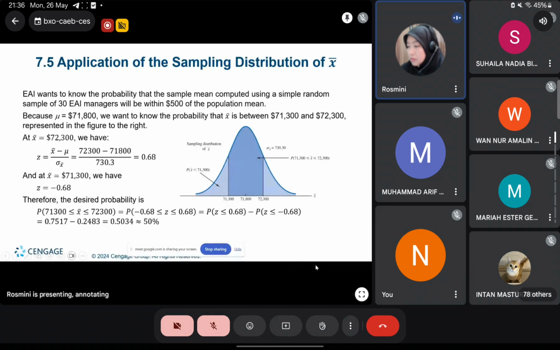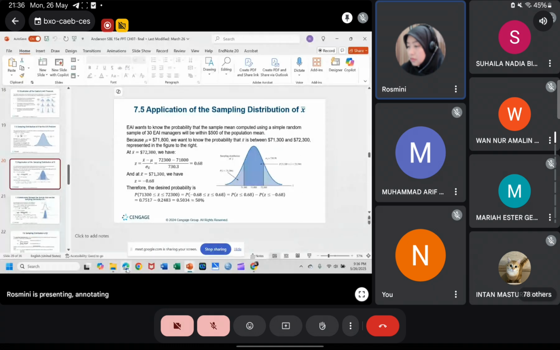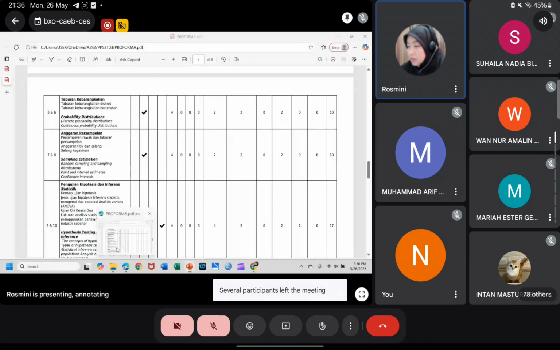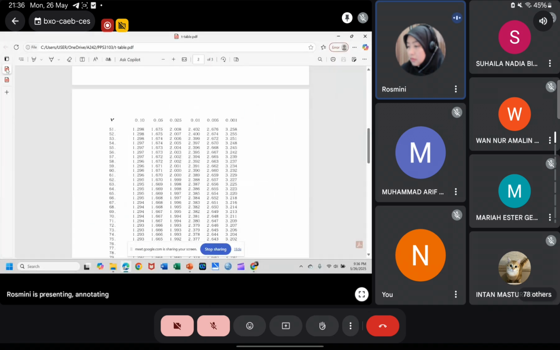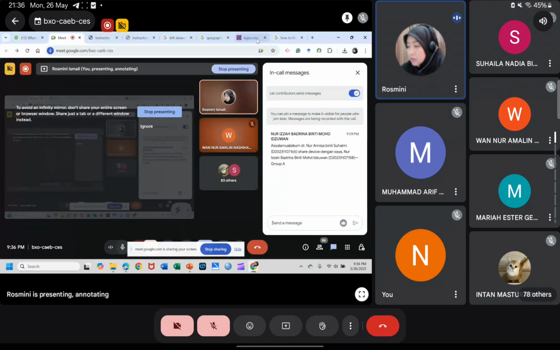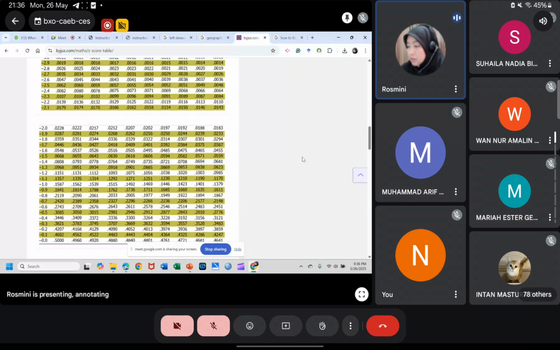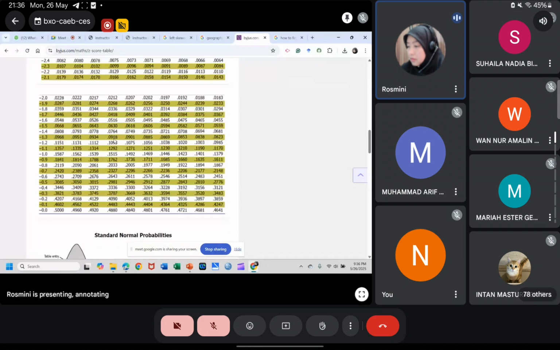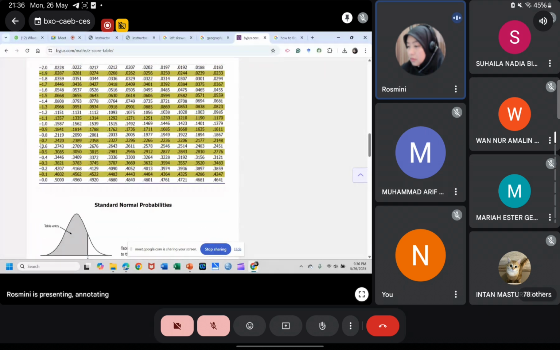So let's go to our... what's this? Oh, this is the T table. Okay, we don't want T. We want the Z score table. I think I have, this one here. So 0.68, negative and positive 0.68.